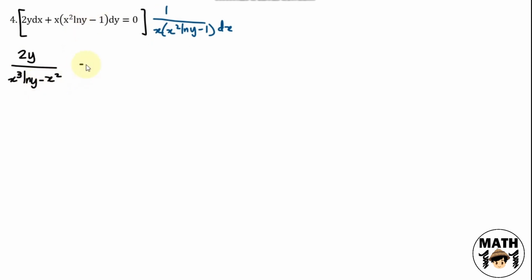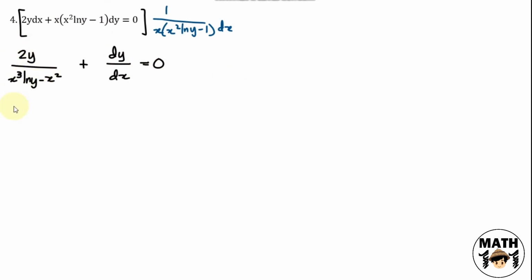Problem number 4, 2y dx plus x times quantity x squared ln of y minus 1 dy equals 0. Sulat natin ulit ito na ang dependent variable is y. Kaya divide natin yung buong equation by dx at itong kasama ni dy. Doing this, we'll get 2y all over, expand ko na to, x cubed ln of y minus x squared plus, this is cancelled, derivative of y with respect to x equals 0.